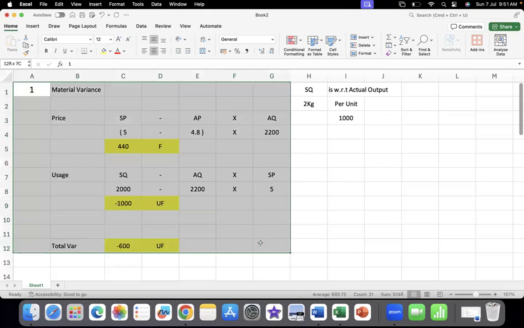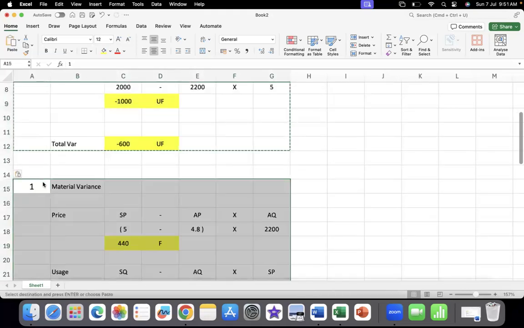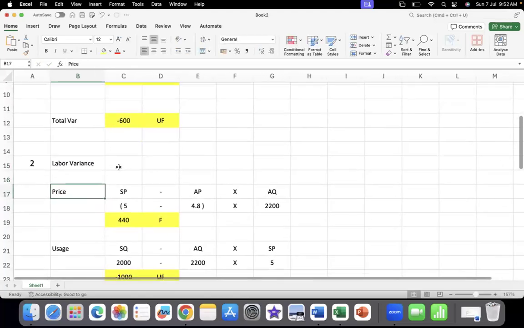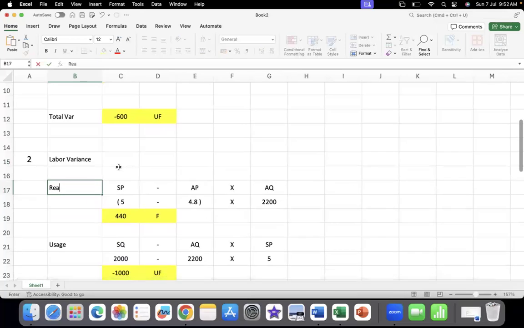Then moving on to the labor variance. So instead of price, there is no price for the labor, there is a rate for the labor. So you just need to replace price by rate. Then there is no standard price. We always have standard rate. And there is nothing called actual price. It would be actual rate. And then instead of having actual quantity, this would be actual hours.